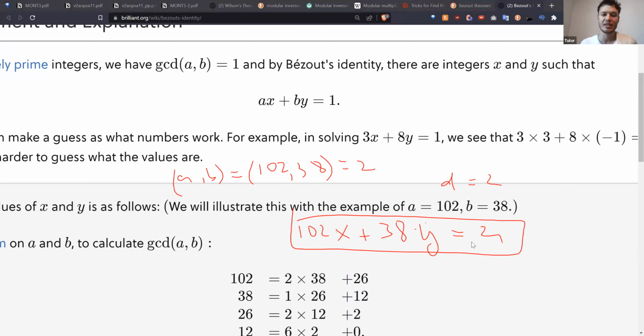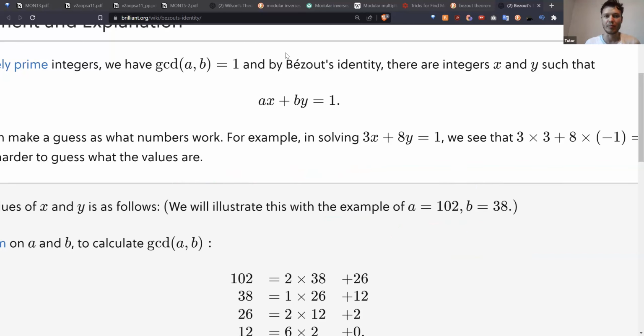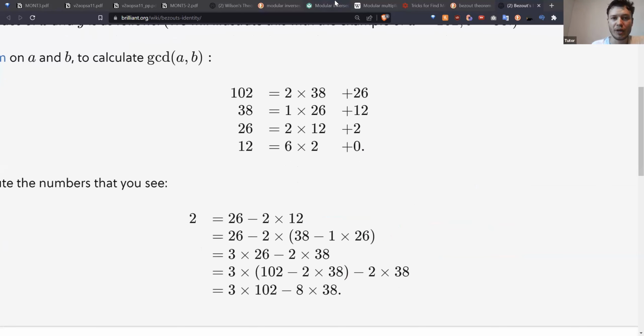Basically, it's using the Euclidean division algorithm. The way you start is with the biggest number that you have, right? So you start with your numbers A and B, 102 and 38, and you write it like this. Now you take 102 divided by 38. So you get 2 times 38 plus 26.